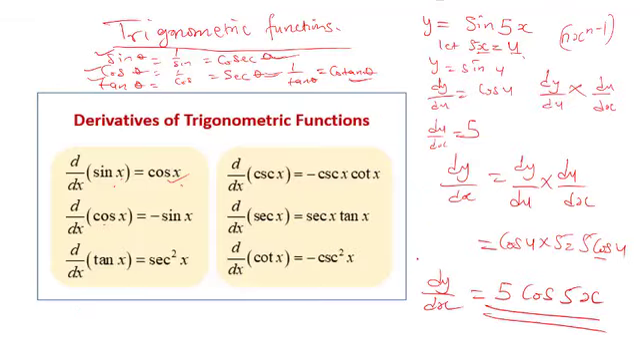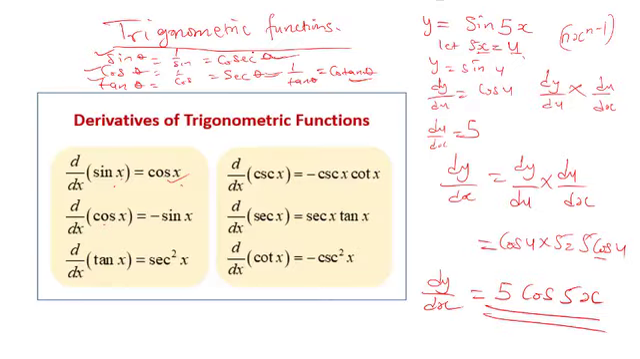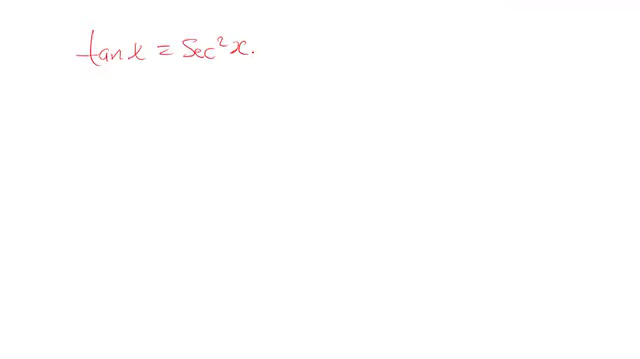Now you can see that if you differentiate tan x, you have sec square x. That is the rule. If you differentiate tan x, you have sec square x. So if I should tell you to find the derivative of y equals tan 5x, this is our question number 3. Tan 5x. Now you do the same thing.